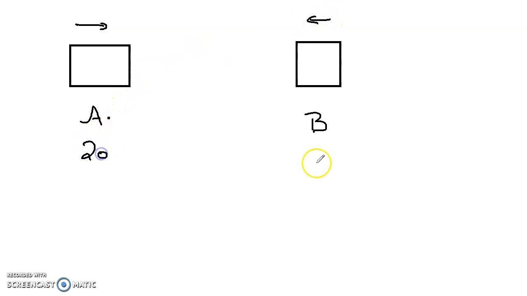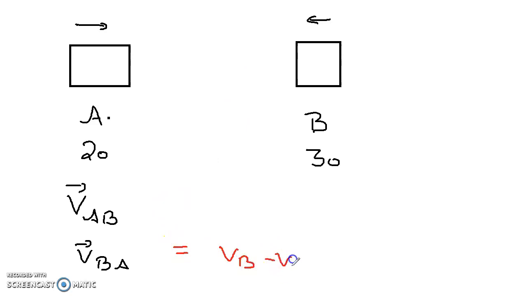This is moving with a velocity of 20, this is moving with a velocity of 30. Now what is the velocity of A with respect to B and what is the velocity of B with respect to A? The only thing you need to remember is VB minus VA only. And what is VB? Negative 30. What is VA? Positive 20, but here is minus, so minus 50. From the frame of A, B would look like it's coming westward with a velocity of 50.